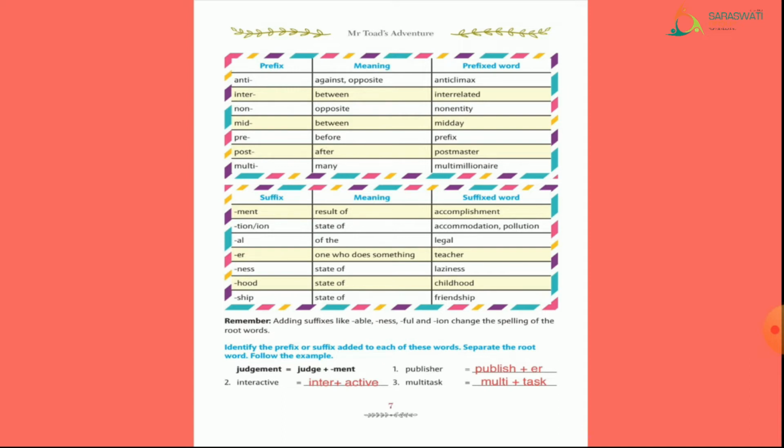Okay. Now here let us go to the second one, that is interactive. Interactive is made up of two words, inter plus active. This one, publisher. Publisher is also made up of two words, that is publish, add, or. Number 3, multitask. Multitask means two words, multi plus task. Let us go to the next page and see the other words.